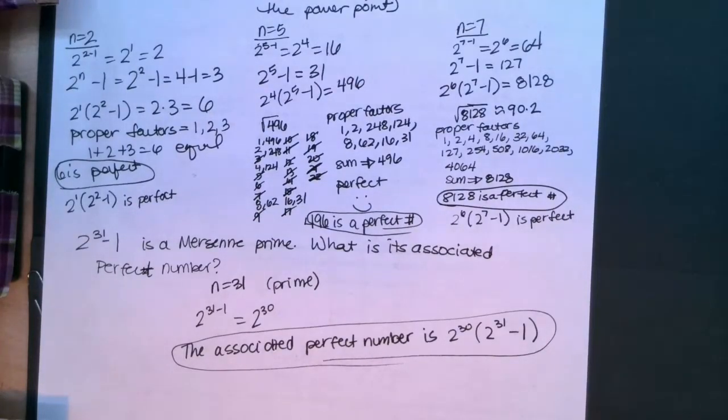You can just leave it. And this time, with such a large exponent, you want to leave it just as it is. So that would just be the associated perfect number. And again, with this one, we're not showing that it's perfect. We're just touching on it.